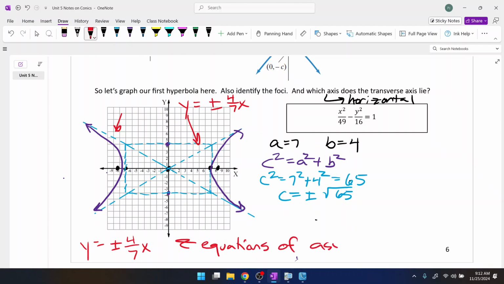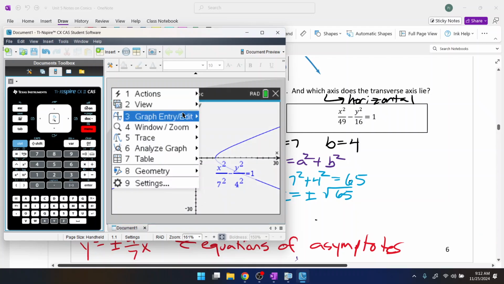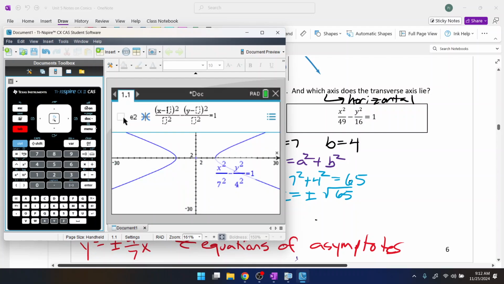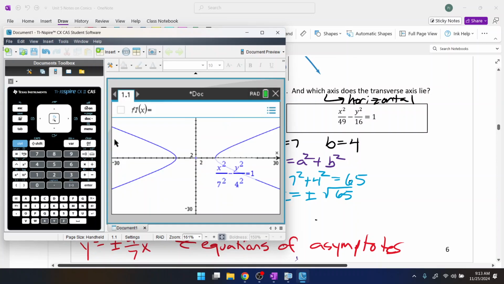But yeah, if we have the equation of the asymptotes, you'll be expected to identify that relatively easily here. Now, if I go to... no, I don't want to do it that way. I want to enter just an ordinary function, 4/7 x.